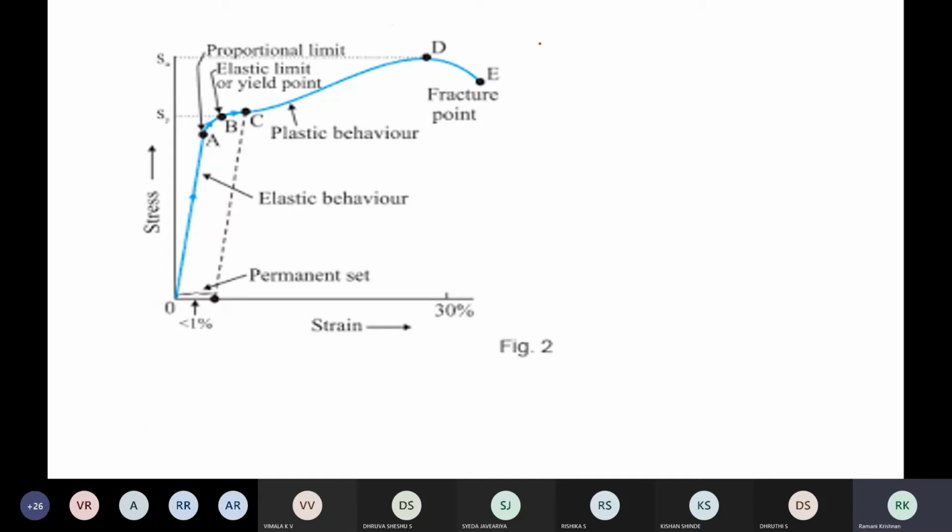This topic is stress strain diagram, the stress strain diagram for Hooke's law. Quite simple. I take a wire. Okay, it's a 6-mark question.